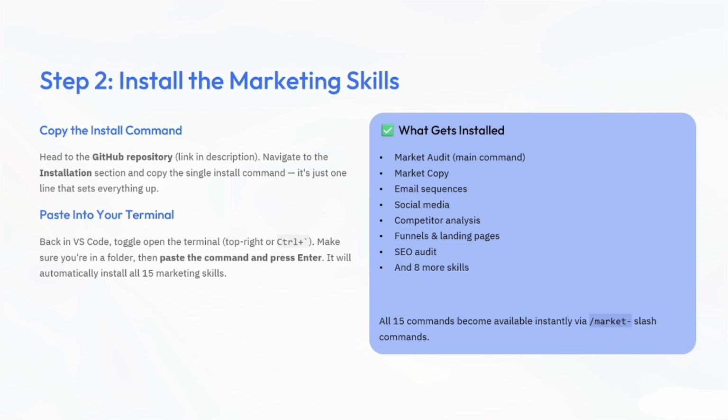Here's what you will get. After doing this, you get market audit, that's the main command, plus market copy, email sequence, social media tools, competitor analysis, funnels and landing pages, SEO audits, and a lot of other things. All 15 commands become available instantly through slash commands. You just type slash market and you will see all of them. So this is all about step 2.